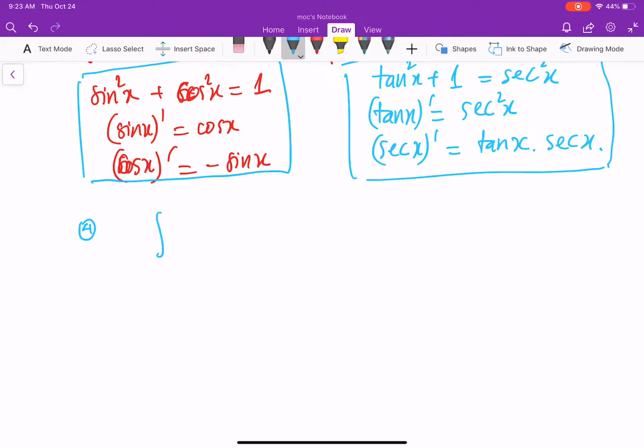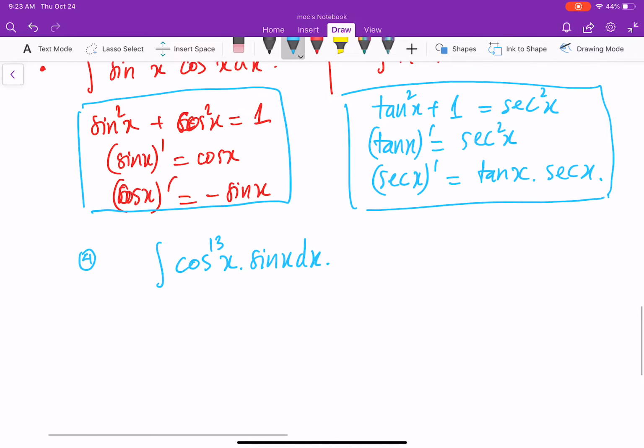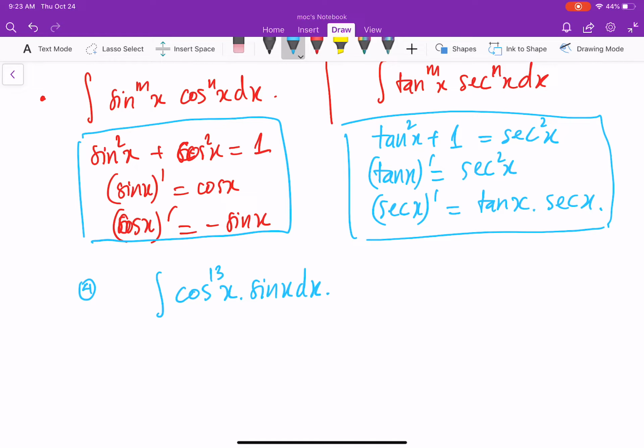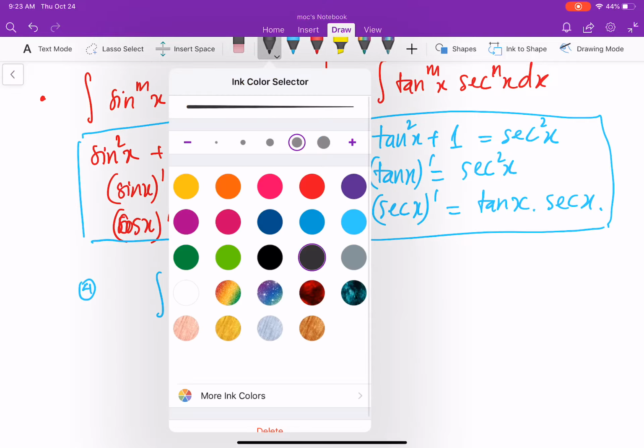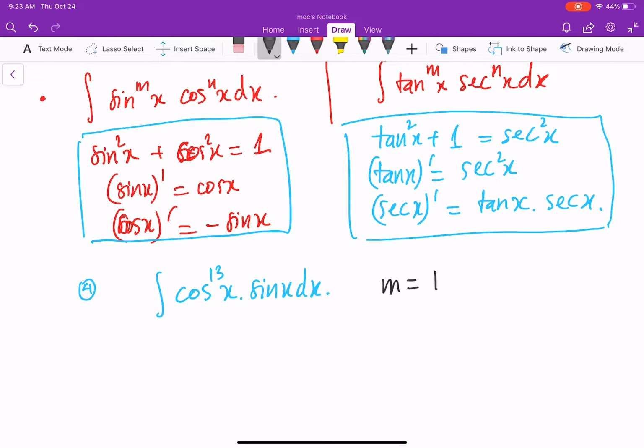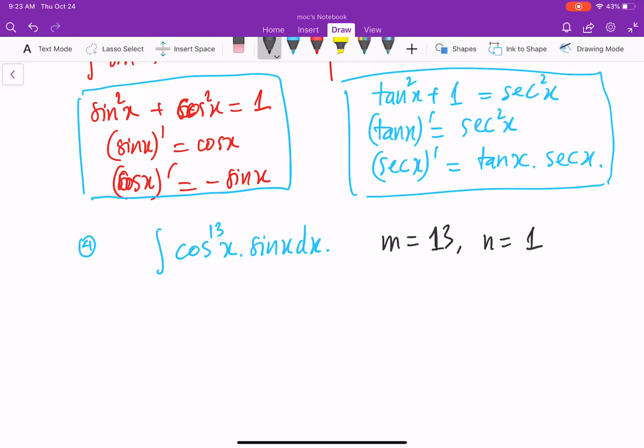All right, let's consider the following example 4. We need to evaluate the integral of cosine 13 of x times sine of x dx. In this situation, both m and n are odd, right? So I can write here m is equal to 13 and n is equal to 1. In such a situation, you have to choose the one with the higher power, in here. That is cosine, so you do the substitution with this one.